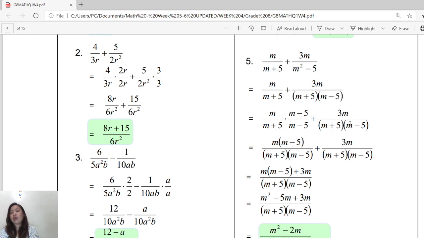Since the denominators are now the same, we can combine the numerators. So we have m times m minus 5 plus 3m. Multiplying, we have m squared minus 5m plus 3m. Then copy the denominator, and this will become m squared minus 2m over m plus 5 and m minus 5. We cannot reduce this further because you cannot divide m squared minus 2m by the denominator.